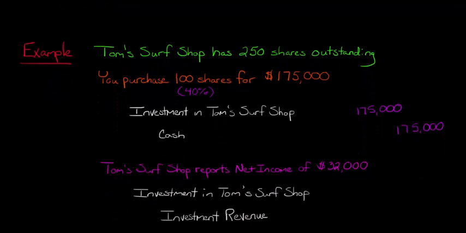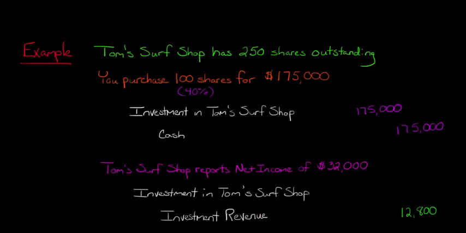So what we're going to do is recognize investment revenue. We're going to have a credit here of $12,800. Remember, we don't recognize revenue if there's a dividend. We're only going to do it with a proportionate share of the net income. So we take our portion of this $32,000, and it comes down as $12,800 of investment revenue, or revenue from investment in Tom's Surf Shop, however you want to put it.